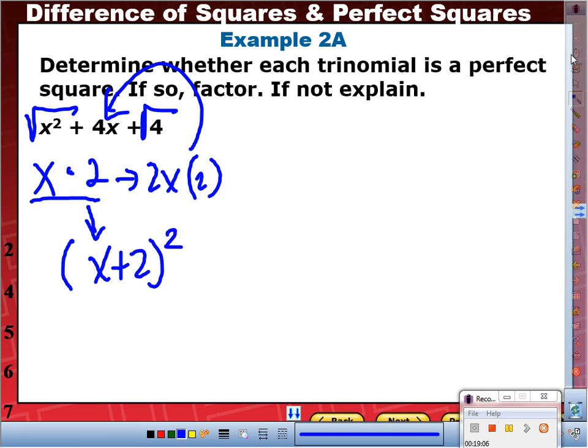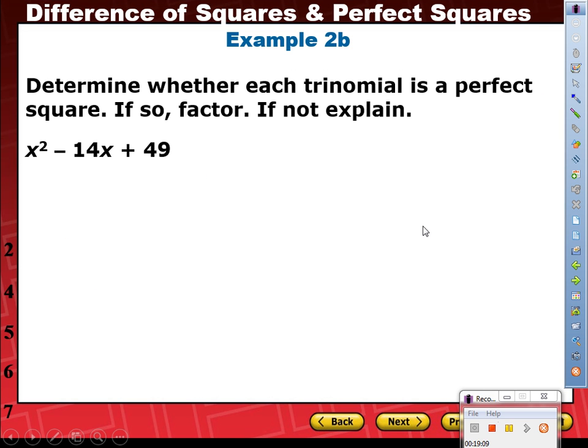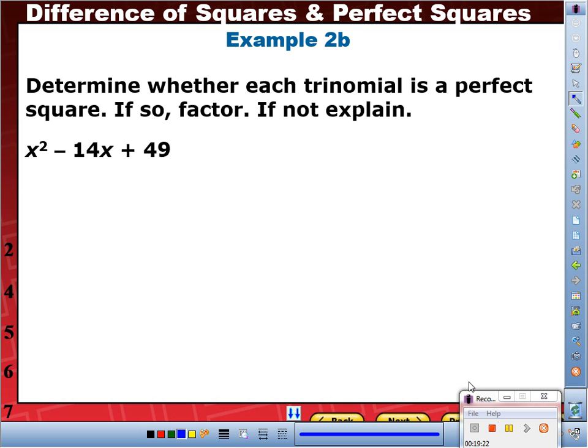Copy this next one down, please. Example 2b. x squared minus 14x plus 49. So let's do this one together. I'll give you guys a little bit of time to see if you can go ahead of me. Go.